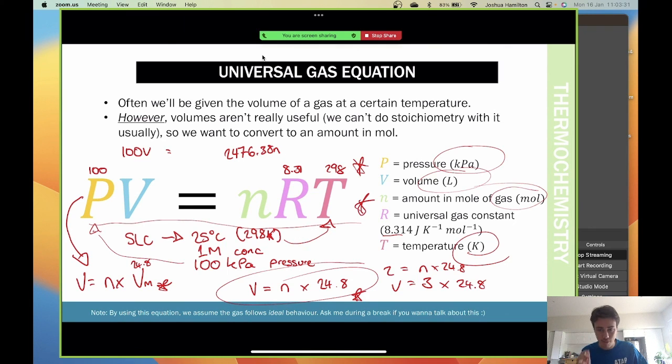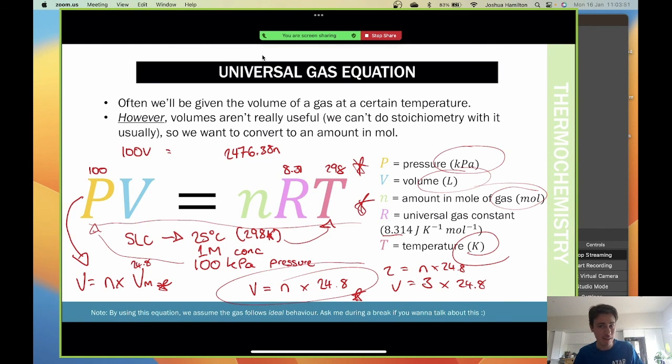But you need to have everything as kilopascals. You need to convert it to kilopascals if it's not, and there are conversions in your data booklet. You need to have everything as liters. So if it's mils, it needs to go to liters. You need to have everything as moles. If it's a mass, you then need to convert it to moles. If it's temperature and it's degrees Celsius, you need to convert it to kelvins.